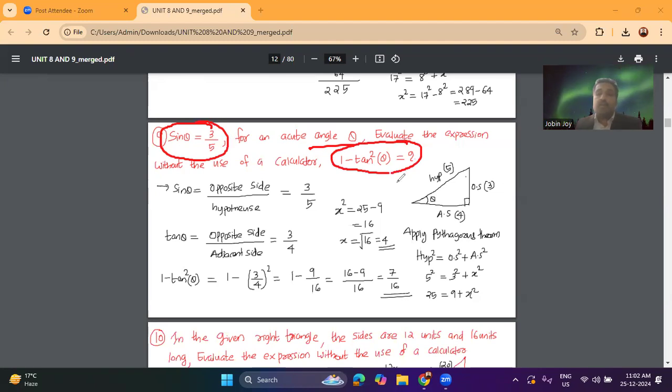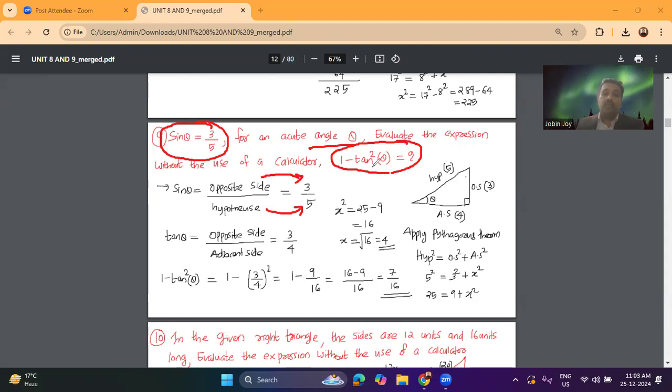Sine theta is given. I will draw a right angle triangle. We know that sine theta is opposite side by hypotenuse. It is given that sine theta is equal to 3 by 5. That means opposite side is 3 units and hypotenuse is 5 units. So I will mark theta here and I will mark the opposite side. Opposite side is 3 and hypotenuse is 5.